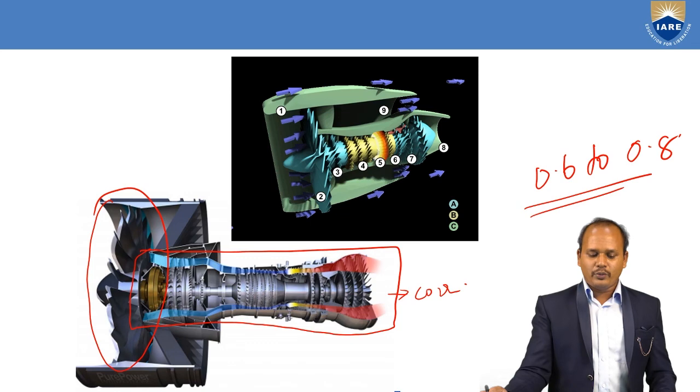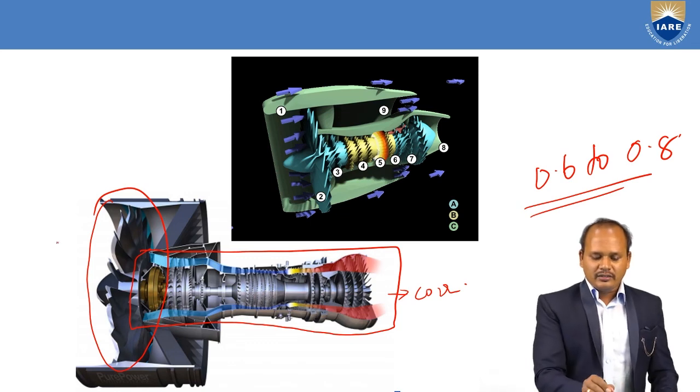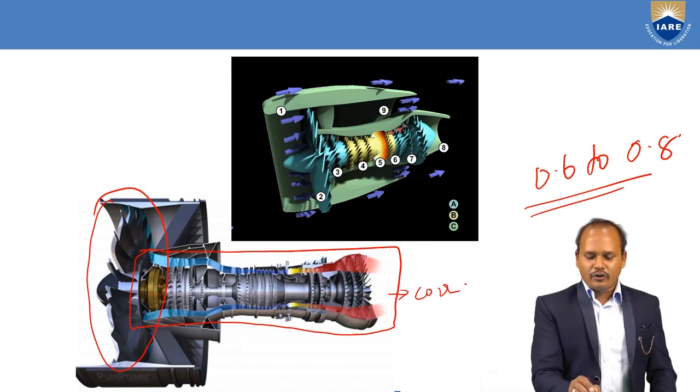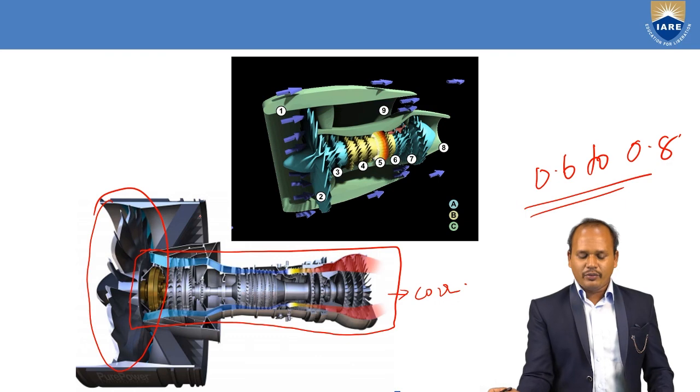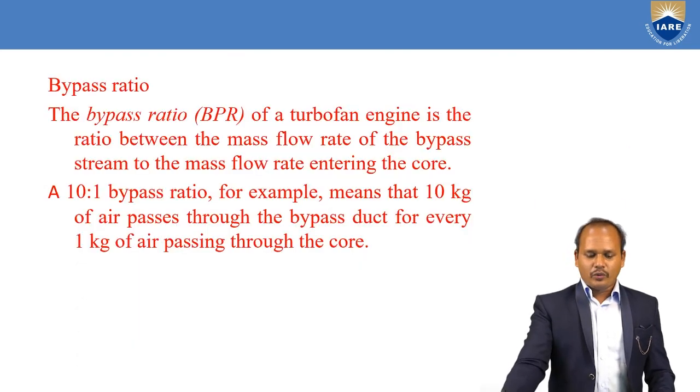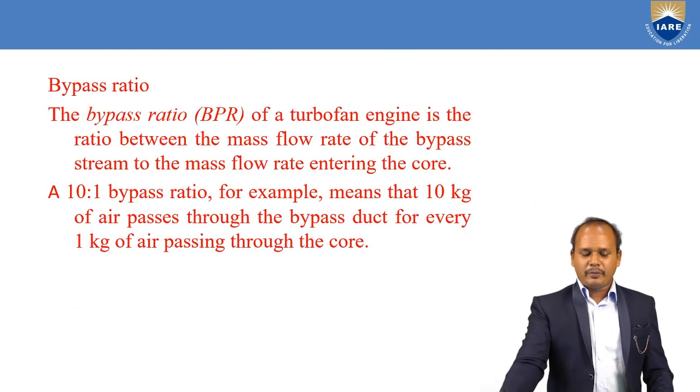Why do we call it a bypass engine? Because in the center portion we have a core flow, and surrounding it we also have a cold flow which passes through without combustion. The center flow we call the hot flow, and the surrounding flow we call the cold flow. So what is this bypass ratio? Based on the bypass ratio, we have low bypass, medium bypass, and high bypass ratio turbofan engines.